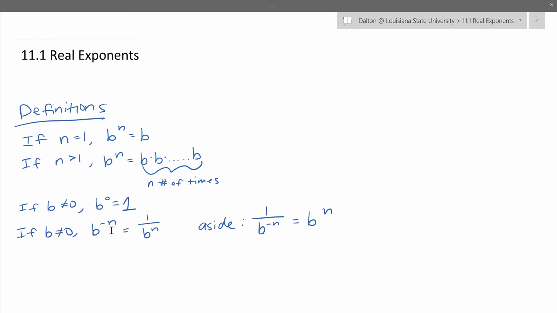Here it starts off in the numerator, technically over 1, so to make it positive, you put it in the denominator. Here our negative exponent is starting in the denominator, so to make it positive, I'm going to bring it up to the numerator.